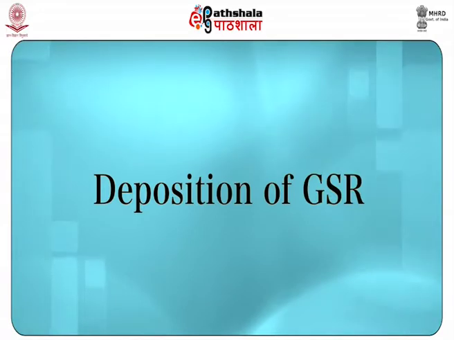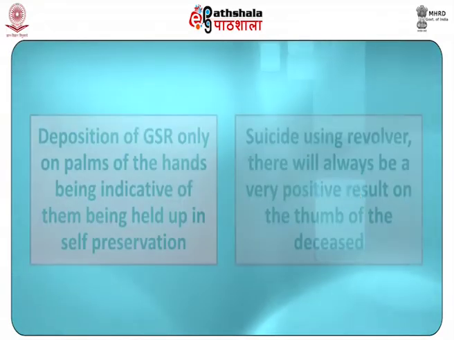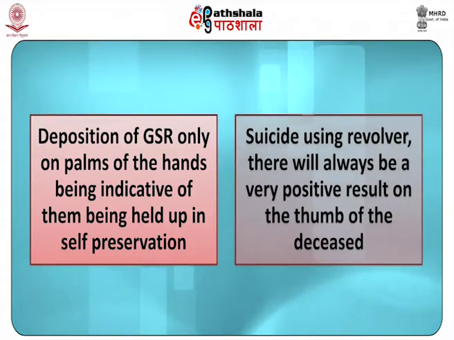Deposition of GSR: deposition of GSR only on the palms of the hands is indicative of them being held up in self-preservation, while in those cases where the location is on the back of either one or both hands, it is indicative that the person fired the weapon. In addition to the above, in every case of suicide using a revolver, there will always be a very positive result on the thumb of the deceased.